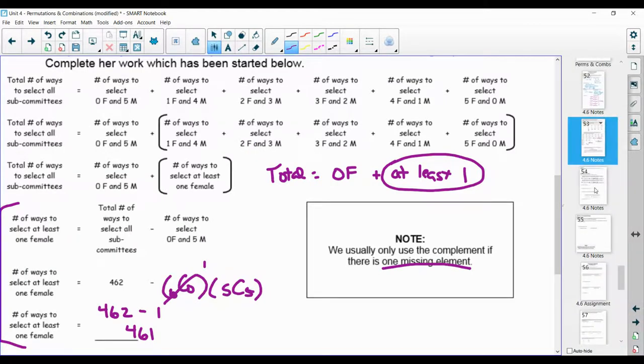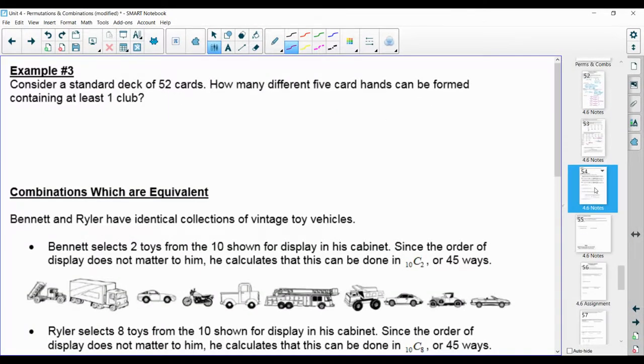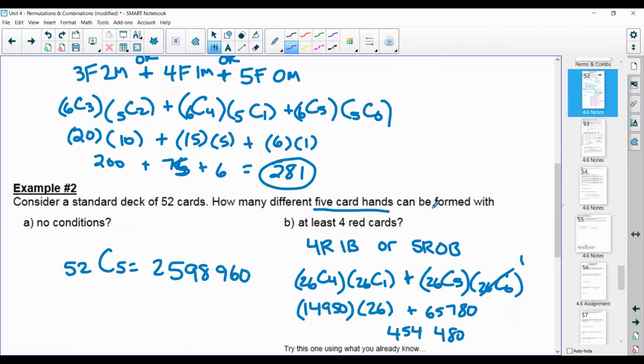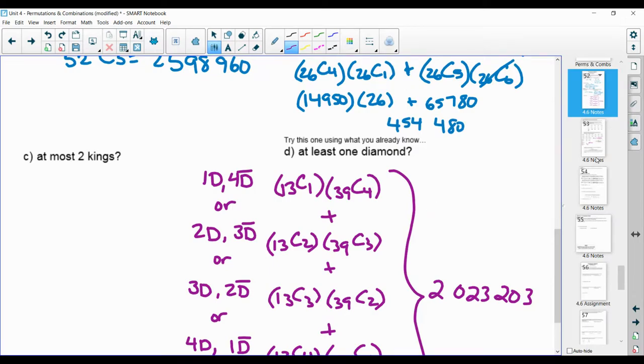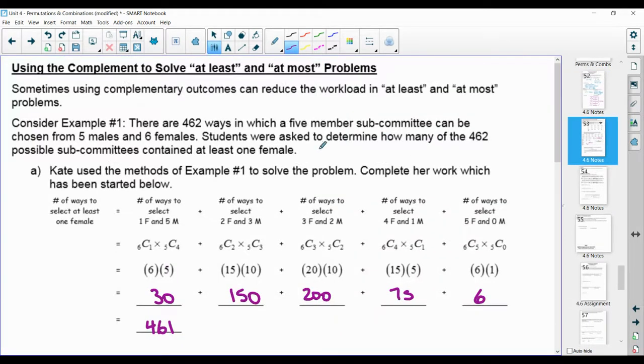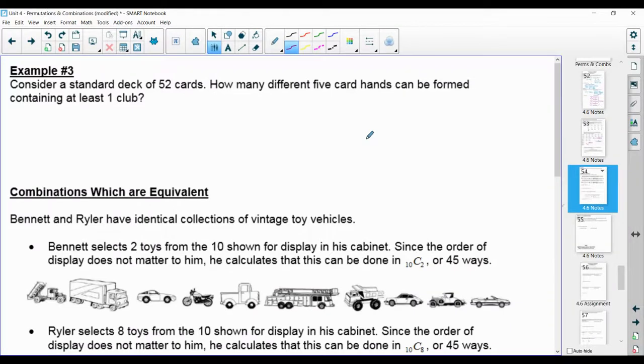All right, so let's take a look at an example then that uses the complement. In that earlier example, we were looking at least 1 diamond. Well, in this case, we're asking for at least 1 club. So consider a standard deck of 52 cards. How many different 5-card hands can be formed with at least 1 club? Well, the work would all be the same, whether we're using a club or a diamond, because there's still the same number of cards in the suits.